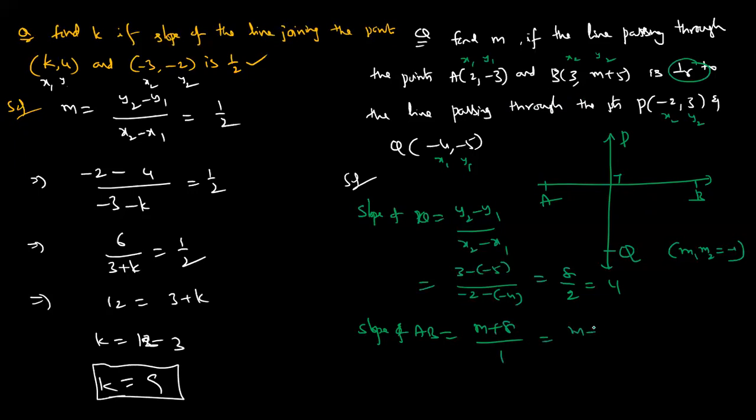So the answer is m plus 8. Dear students, m1 m2 is equal to minus 1. That means m plus 8 into 4 is equal to minus 1. So m plus 8 is minus 1 by 4. Therefore, m is how much? Minus 32 means minus 33 by 4. That is the answer.